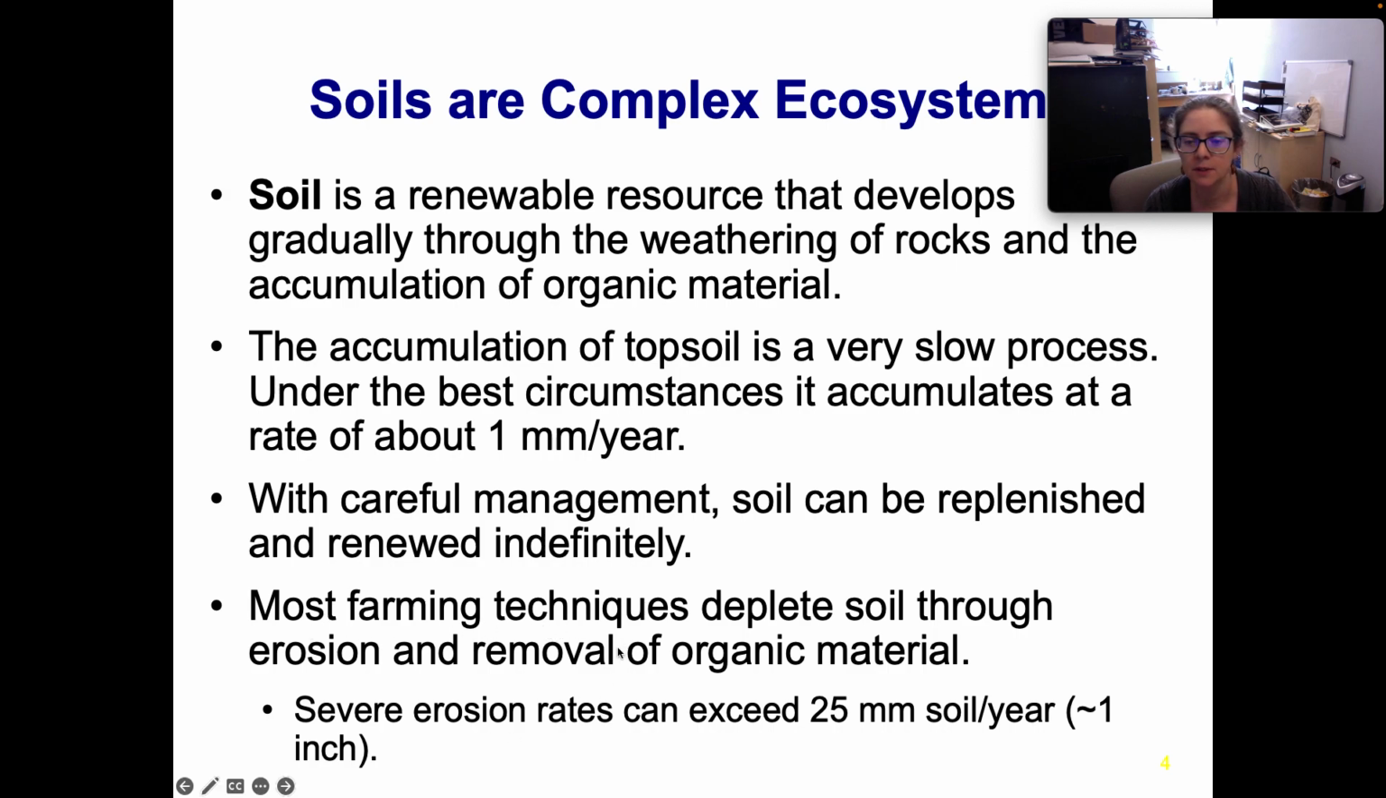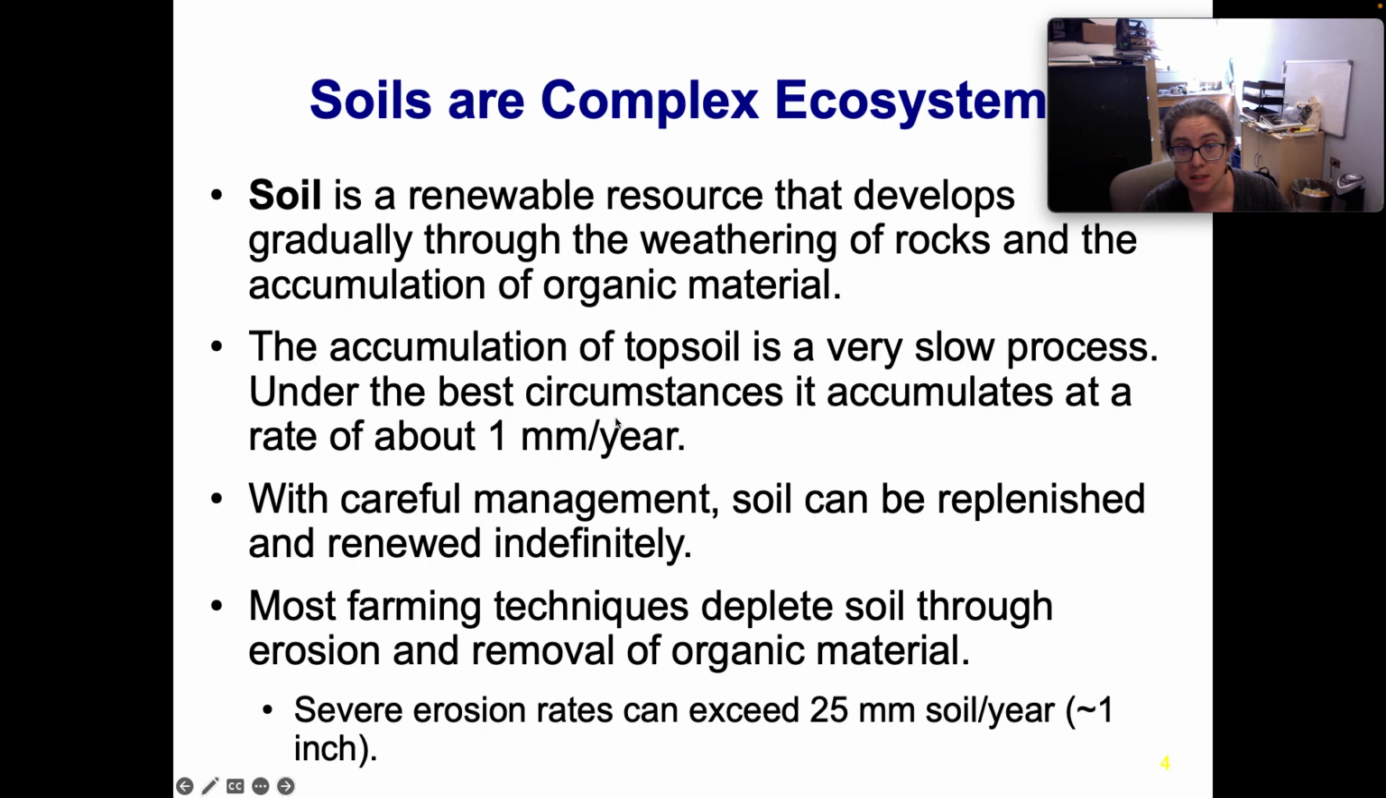Most farming techniques that we use right now, if we looked at the proportion of farms, we see that most of them are depleting soil, and this happens through erosion. So wind or water blowing or washing the soil away, and the removal of organic matter. In some places, there's very severe erosion, and it can exceed 25 millimeters of soil per year, which is about an inch.